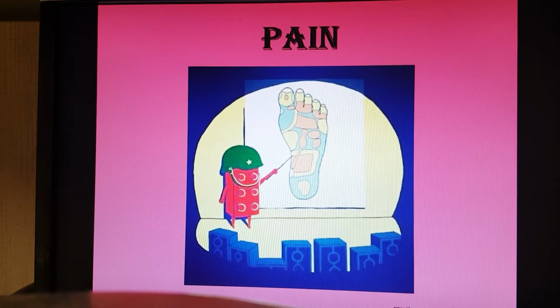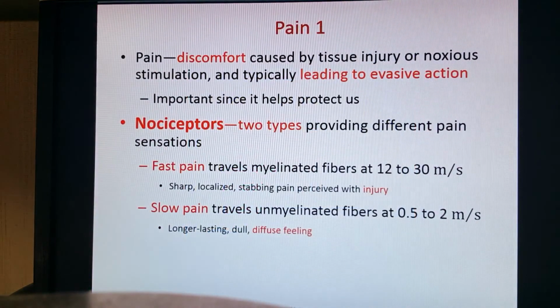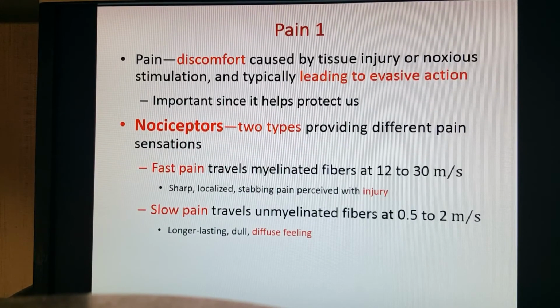The first general sense is pain. Pain is a discomfort caused either by tissue injury or the threat of tissue injury, leading to what's called evasive action, removing yourself from that painful situation. Even if your muscles are sore and you stretch them out to relieve the pain, it's the same thing, just trying to avoid that painful situation. Or if you're slouching in a chair and you realize, oh wait, I do need to sit up, and therefore your back is going to feel a whole lot better.